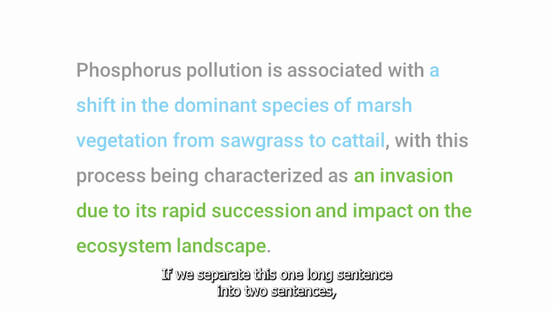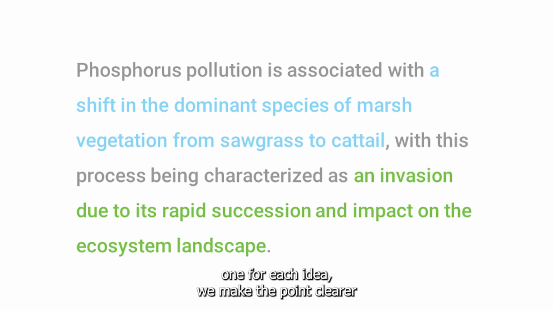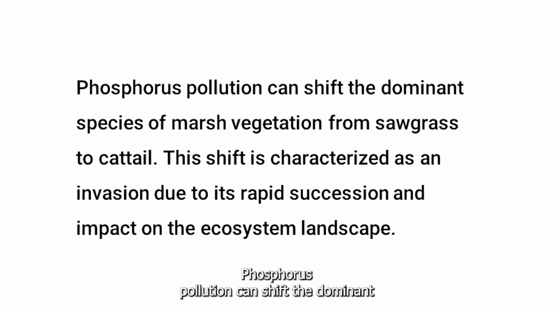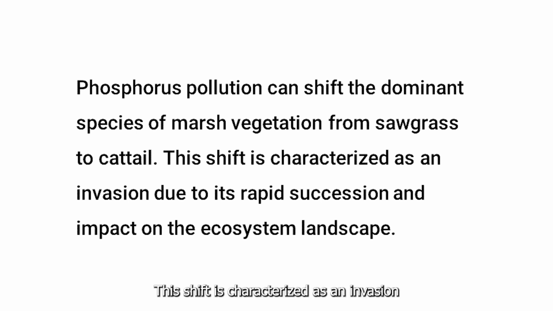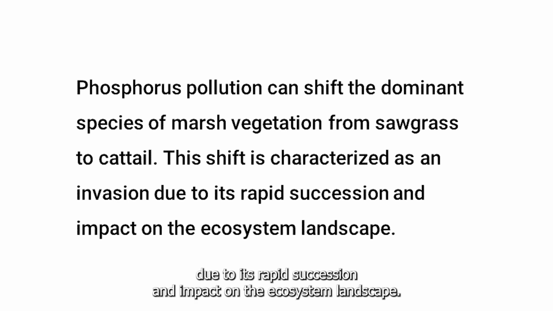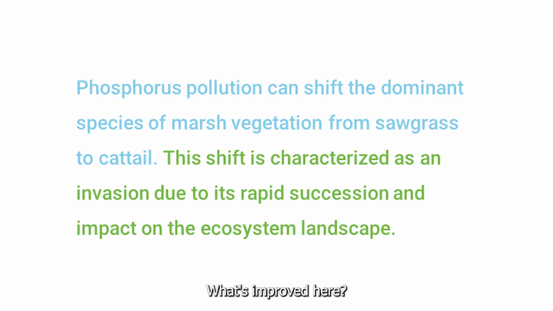If we separate this one long sentence into 2 sentences, one for each idea, we make the point clearer for readers. Phosphorus pollution can shift the dominant species of marsh vegetation from sawgrass to cattail. This shift is characterized as an invasion due to its rapid succession and impact on the ecosystem landscape. What's improved here? We make each sentence tell the reader one idea.